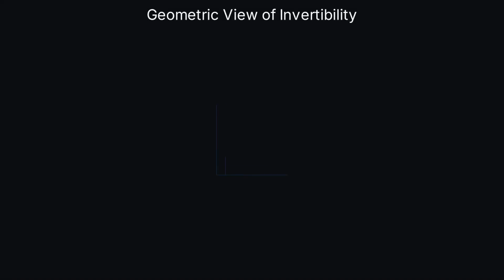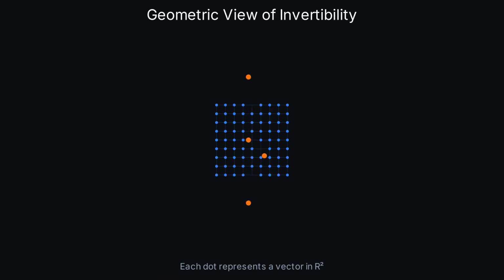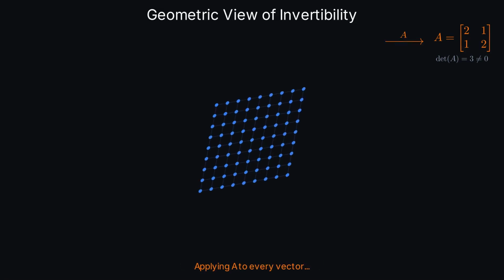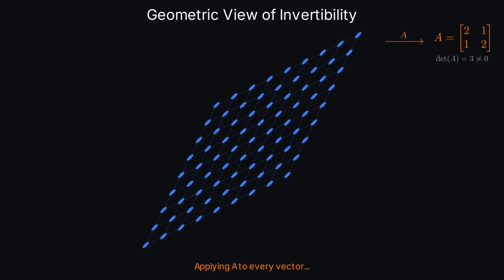Here's what invertibility looks like geometrically. Start with a grid of vectors in two-dimensional space. Each dot represents a vector evenly spaced across the plane. Now apply an invertible matrix A to every vector in this grid. The grid distorts. It stretches, rotates, and shears, but it remains a full two-dimensional grid. It never collapses down to a line or a single point.